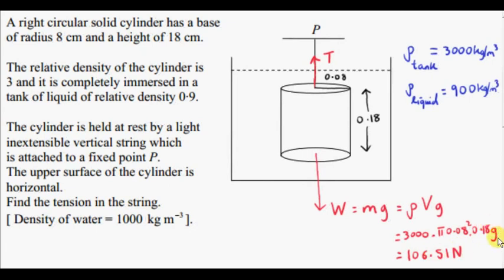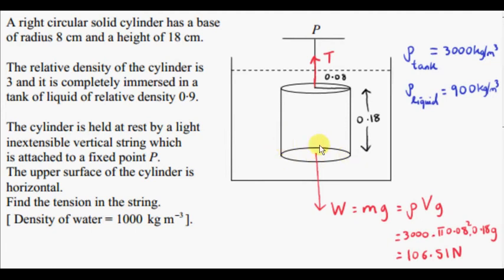Okay, using 9.81 for g to 2 decimal places, we see that the weight of the tank is 106.51 newtons. Now there's another force acting on the tank, because the liquid is in contact with the tank and the liquid exerts a force on the tank. As an aside, we will take a closer look at the force on the tank due to the liquid.